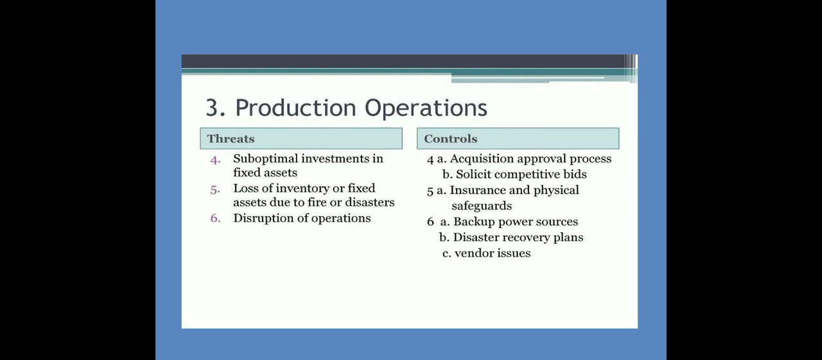Sa control naman is A, acquisition approval process. B, solicit competitive bids. Number 5 is insurance and physical safeguards. Number 6 is backup power resources, disaster recovery plans, and vendor issues.